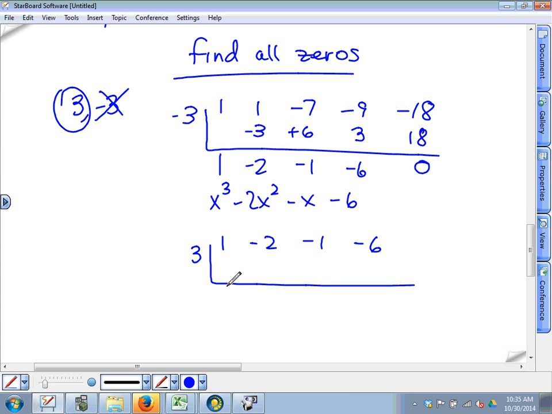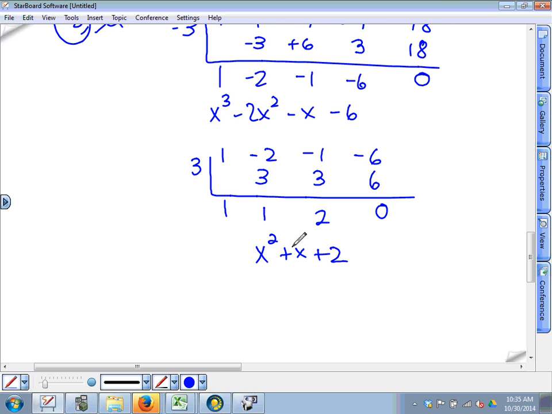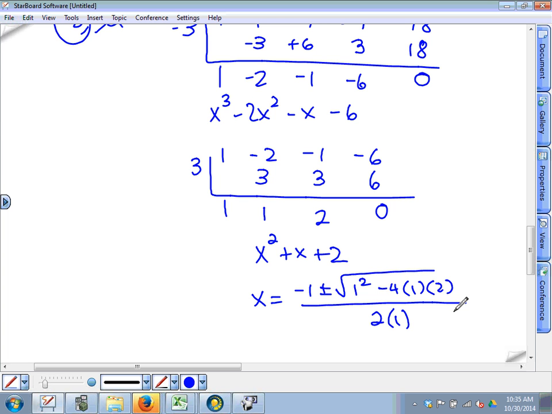Okay. Drop down the 1. Do the synthetic division. So now this is x squared plus x plus 2. Now you can do the quadratic formula, because this is a quadratic. x equals the opposite of b, plus or minus the square root of b squared minus 4 times a times c, all over 2a. So what do we get underneath the square root?